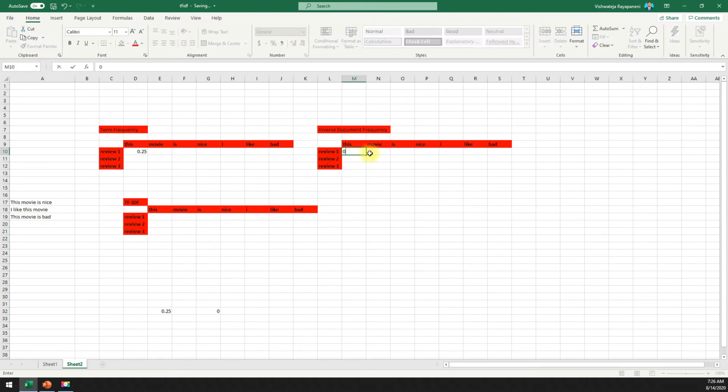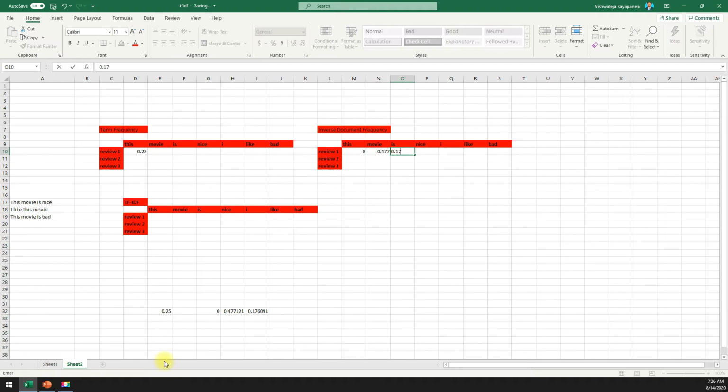Now we'll try to calculate it for "nice". The log is of the total number of documents, 3, divided by the number of documents containing "nice". You can see "nice" in only one document, so that is log of 3 divided by 1, which is 0.477. For the next word, the IDF value will be log of the total number of documents, 3, divided by how many documents it is available in. It is available in the first document, not in the second and third. Actually it is available in 2 documents, so the IDF value is 0.17.